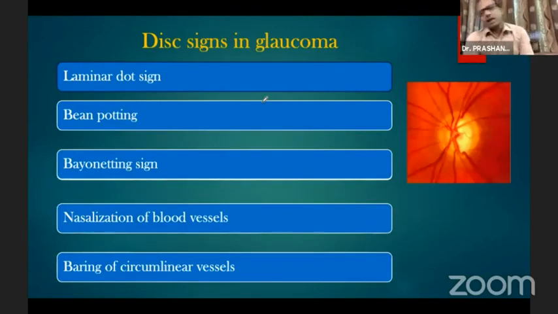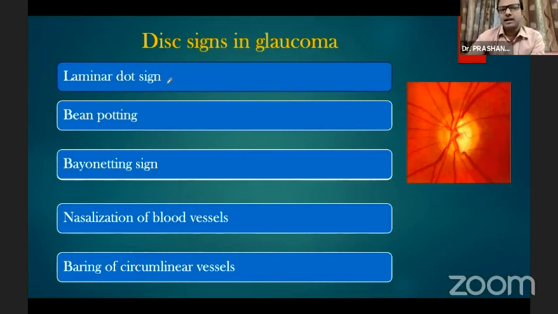And at last, I would like to tell there are certain other subtle signs in glaucoma which are present in the optic disc. These are not pathognomonic of glaucoma, but they are also present in glaucoma. So that again increases the evidence to diagnose a case of glaucoma. They are laminar dot sign and bean pot cupping.